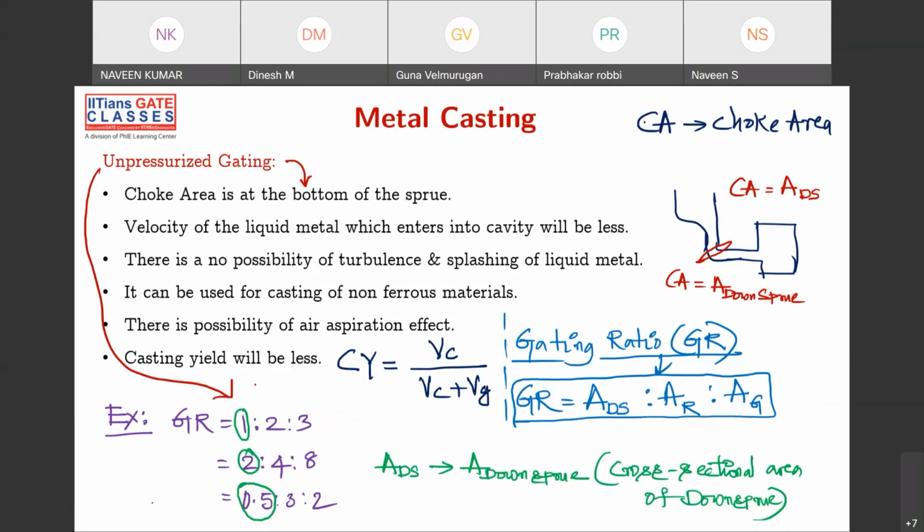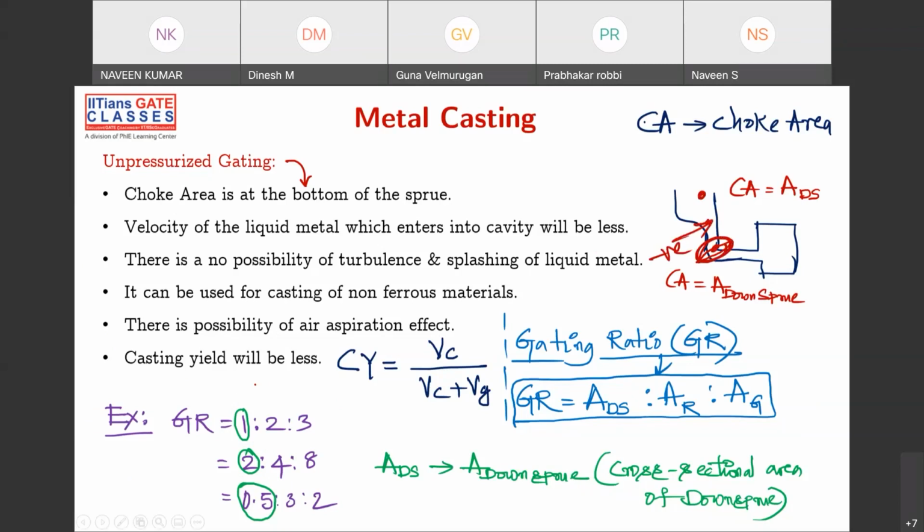Okay, so why are we using this unpressurized system? There are these reasons. There won't be any possibility of turbulence. There is, however, a possibility of the aspiration effect. So in unpressurized, what is the problem? As the pressure is choked here, if you apply Bernoulli's equation and the continuity equation between these three points, as the area is very less here, there might be a possibility of negative pressure being created here.